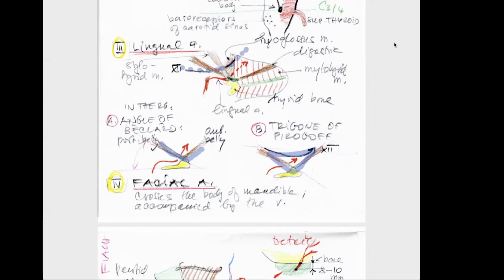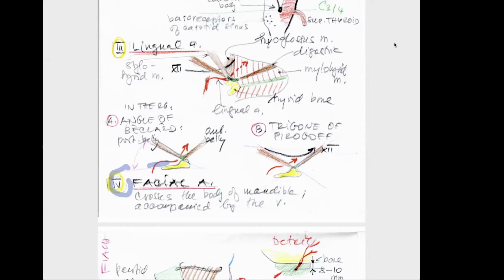looking at the course of the hypoglossal nerve. So together with the hypoglossal nerve, we are in the trigone of Pirogov. So this area is exactly the area where we can compress and also make an incision in order to make a ligature of the lingual artery.